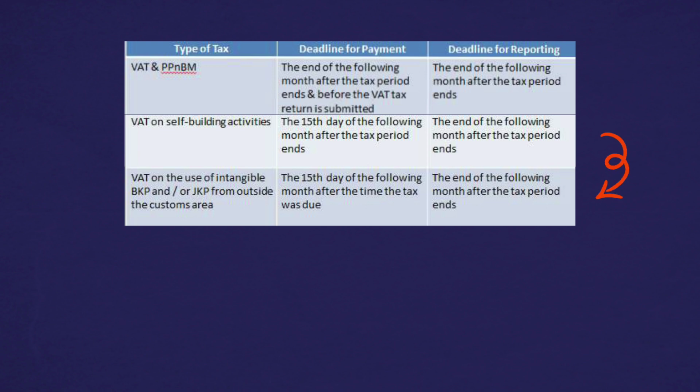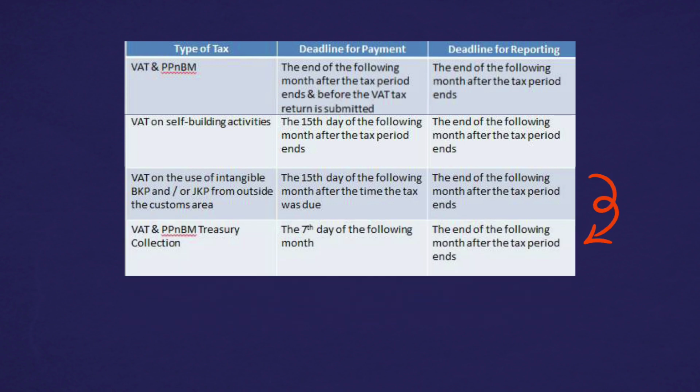Third, VAT on the use of intangible BKP and/or JKP from outside the custom area. Deadline for payment is the 15th day of the following month after the time the tax was due, while the deadline for reporting is the end of the following month after the tax period ends. Fourth, VAT and PPNBM Treasury Collection. The deadline for payment is the 7th day of the following month, while the deadline for reporting is the end of the following month after the tax period ends.